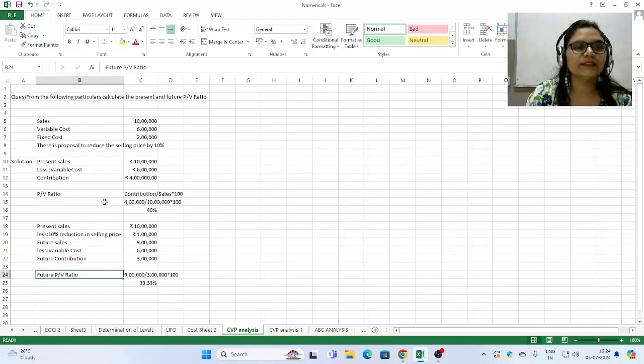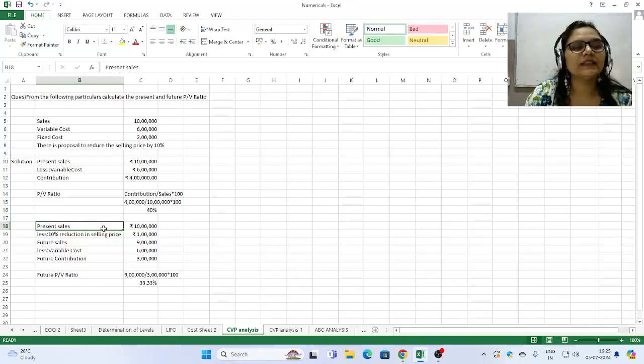Let me revise it. First, we calculate the present PV ratio with the help of sales without any adjustment. Sales is rupees 10 lakh. Variable cost is 6 lakh. We will get the contribution. Sales minus variable cost gives you the contribution, which is 4 lakh. PV ratio will be contribution divided by sales of 10 lakh, which will give you present PV ratio 40%.